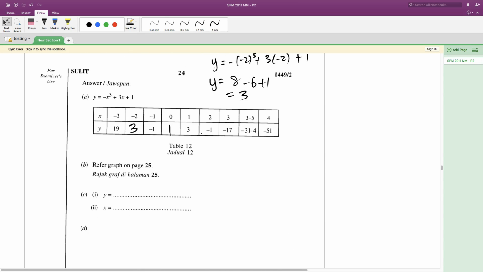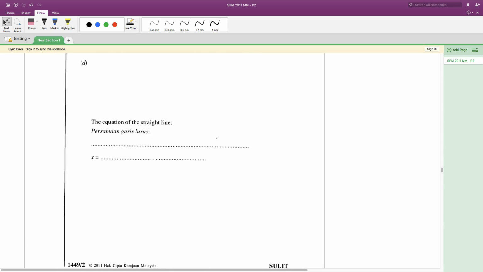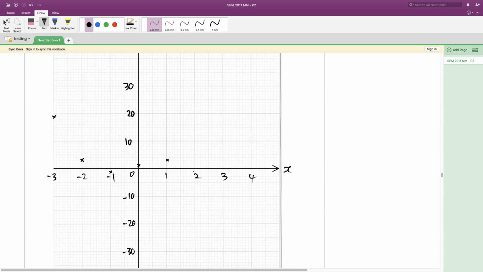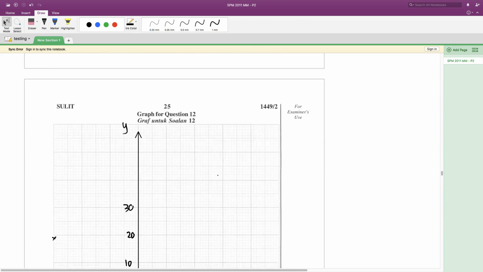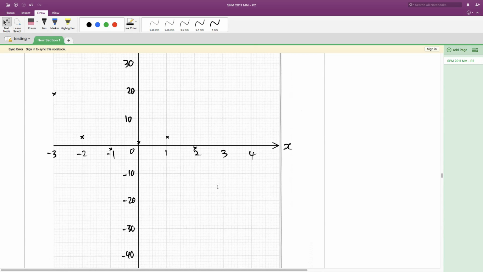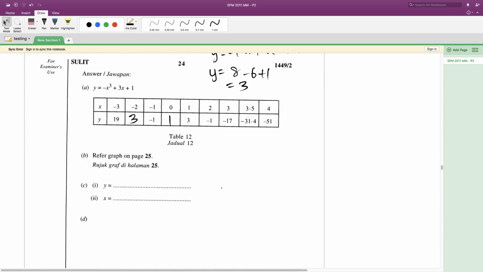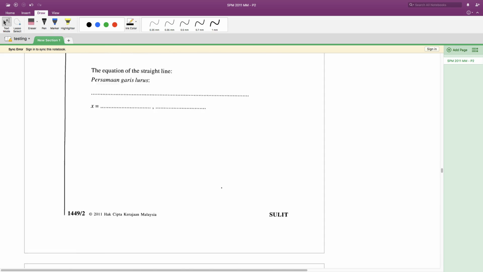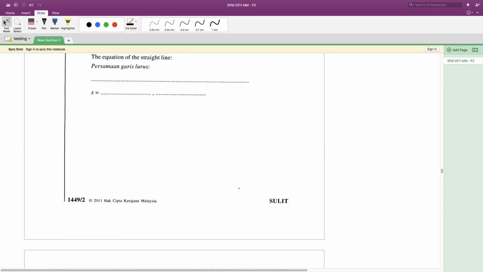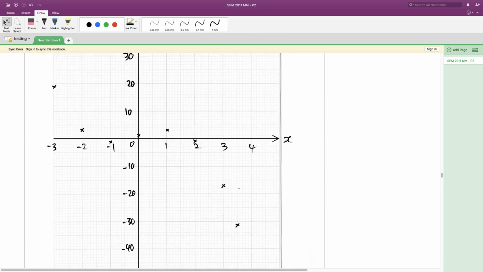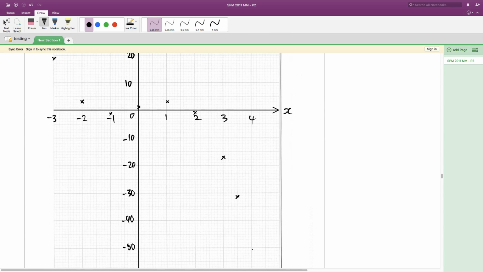Okay. And I have 2, -1, 3, -11. 2 is -1. 3 is negative 17, sorry, not 11. Negative 17 is here. And 3.5 is negative 31.4, somewhere here. And the 4 will be negative 51, will be here.